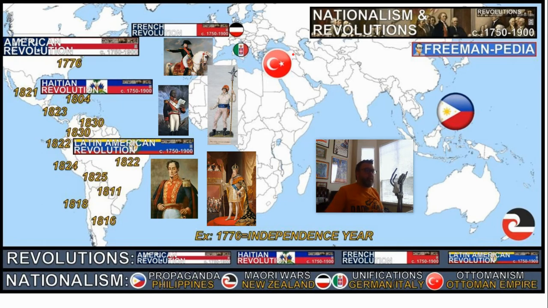So it has to have a different idea of what does it mean to be a member of the Ottoman Empire, and it struggles with this idea of nationalism. And it declines in the 1750 to 1900 period. And eventually, it just dissolves into a Turkish nation, a nation for Turks.